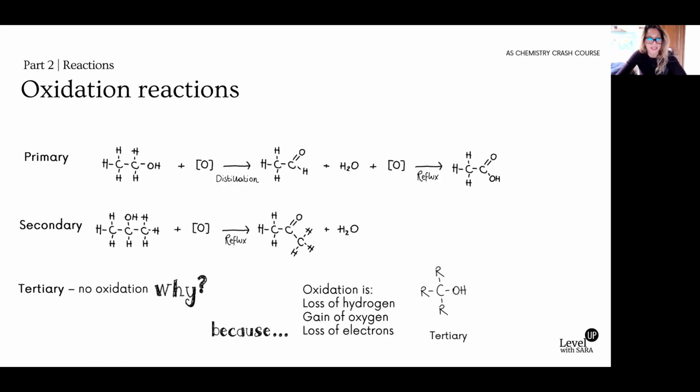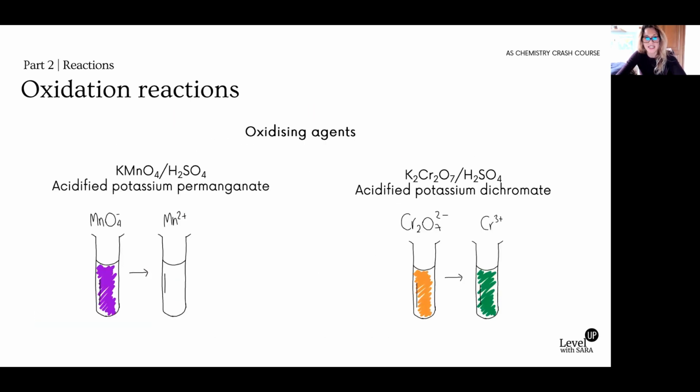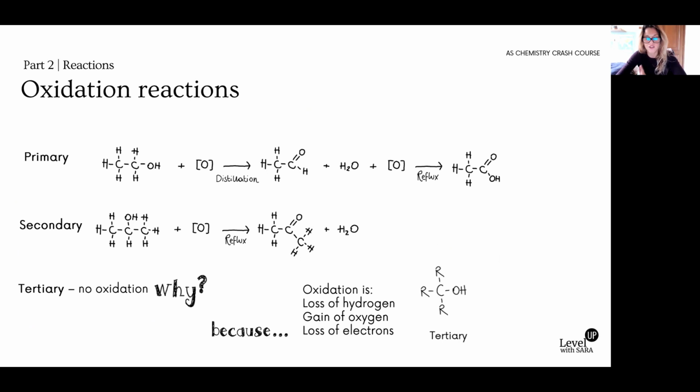So I hope it's clear in terms of changes in functional group, conditions, and of course the definition of oxidation, and that you fully understand how the oxidation takes place.